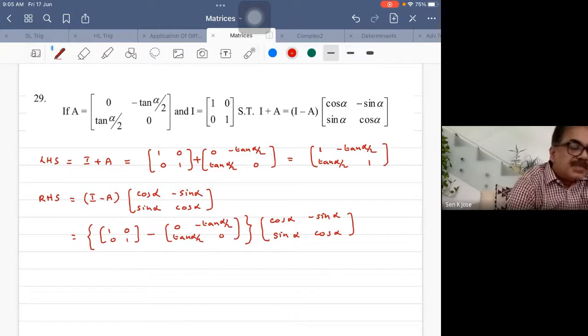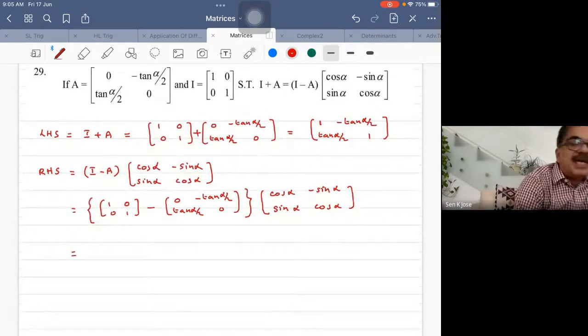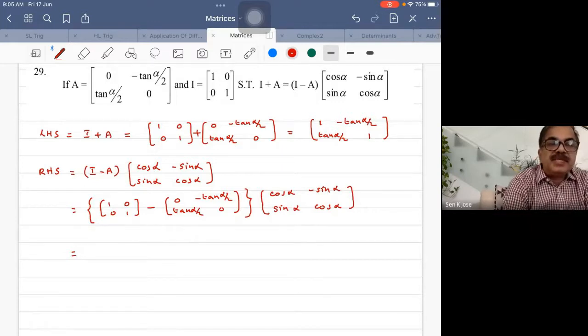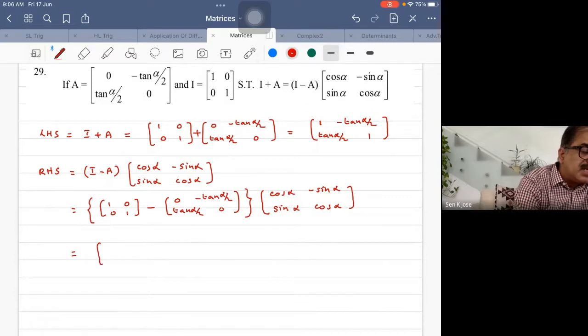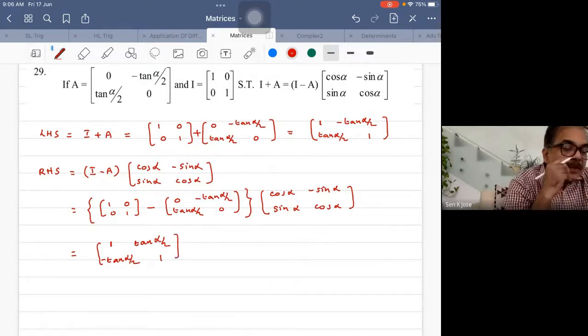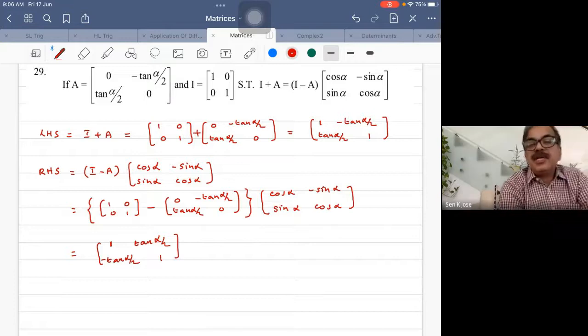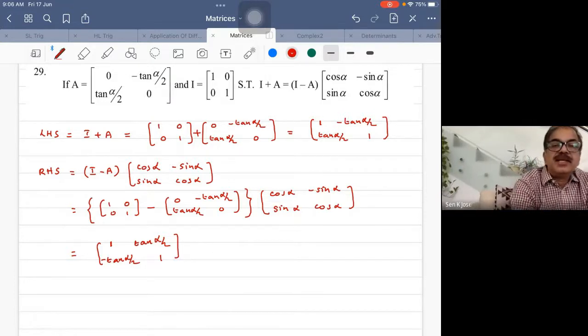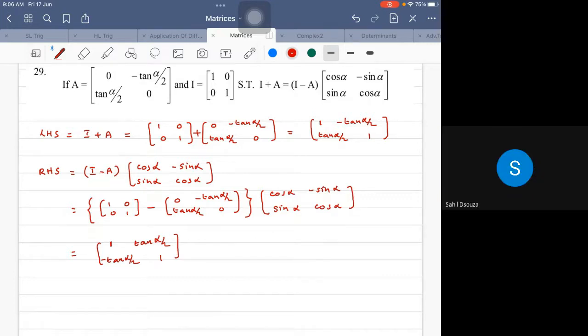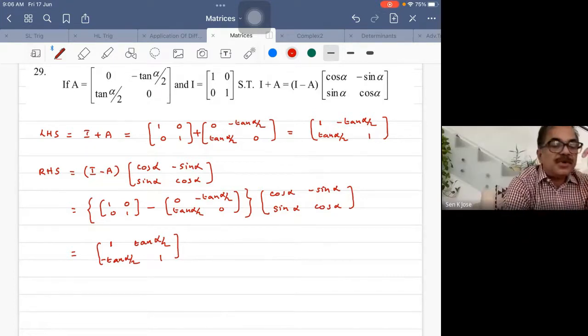So now inside the bracket it is I minus A, a subtraction. To subtract two matrices, you subtract the corresponding elements. So that's going to be 1 minus 0 is 1. 0 minus tan alpha by 2 is minus tan alpha by 2. 0 minus minus tan alpha by 2 is tan alpha by 2. And 1 minus 0 is 1. So this is what I have there. Do you all understand until here? Sahil, is it okay until here, whatever I have done so far? Yes, sir.